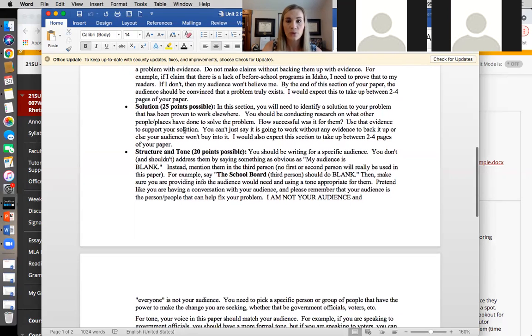Okay, then we get down to our solution. Same sort of thing needs to happen here, where you are going to find a solution that has worked elsewhere, right? And when I say that it's worked, I'm not asking you to completely solve the problem. I'm just asking, what can we do to improve the problem? How can we make it better? So don't think that you need to solve it. We're just trying to make it better.